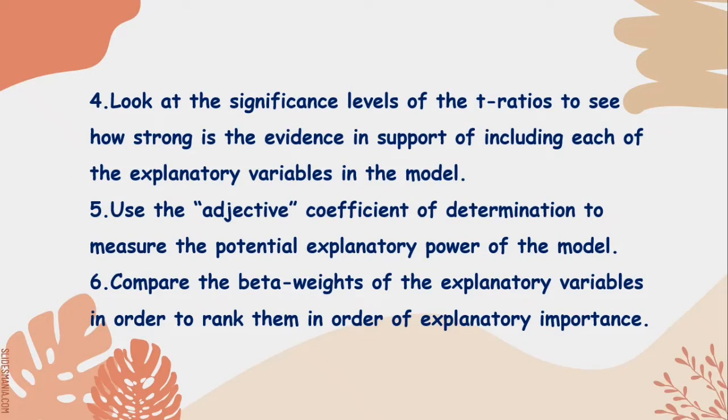Fourth, look at the significance levels of the t-ratios to see how strong is the evidence in support of including each of the explanatory variables in the model. Fifth, use the adjusted coefficient of determination to measure the potential explanatory power of the model. And last, compare the beta weights of the explanatory variables in order to rank them in order of explanatory importance.